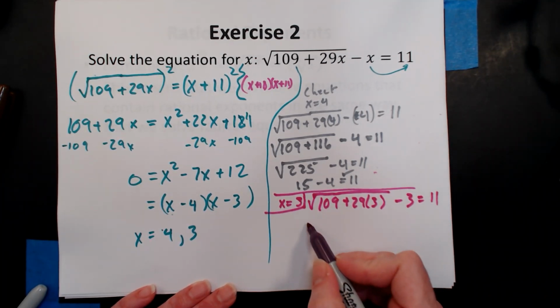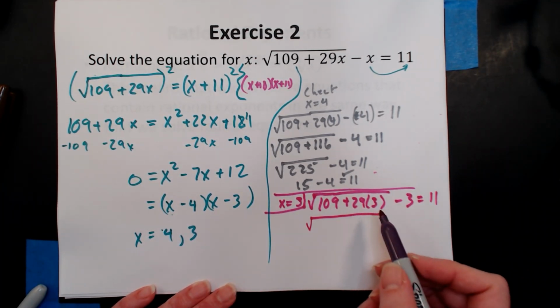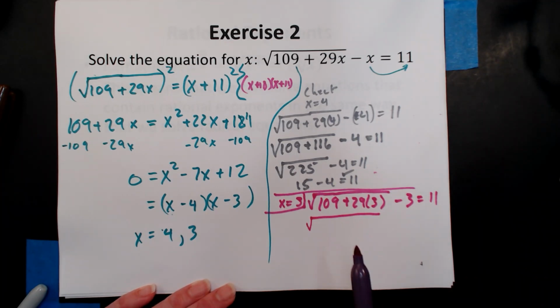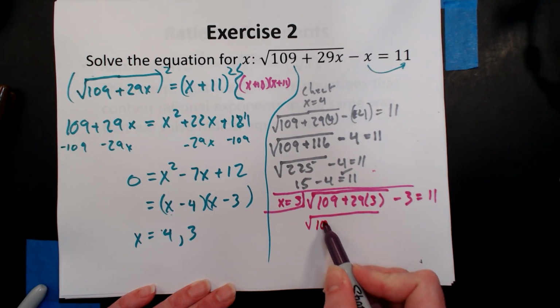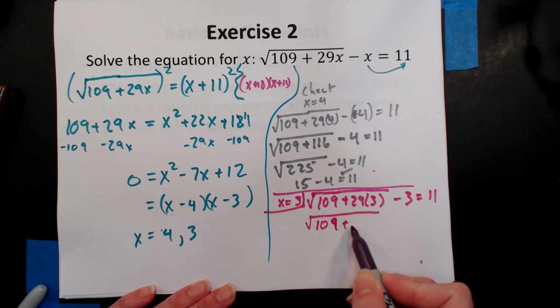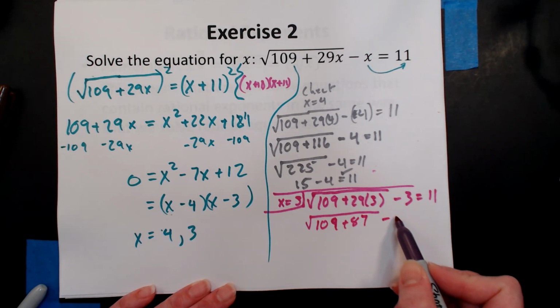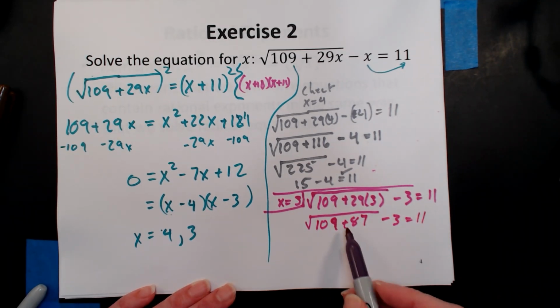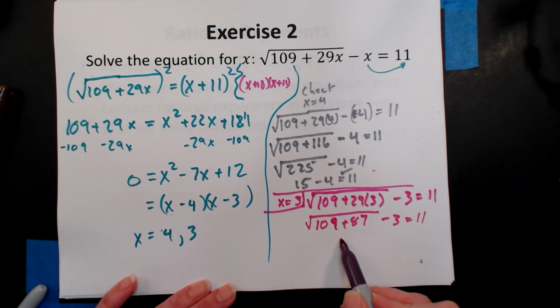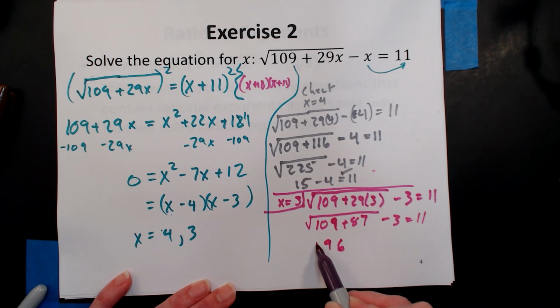So I'm going to have the square root of 109 plus 3 times 29. 3 times 30 is 90, and minus 3 from that would be 87. So 109 plus 87. You need to use your calculator to do this. It's fine. You can do that. And then I'm going to have 7 plus 9, which is going to be 16. Carry the 1. That's going to be 9.